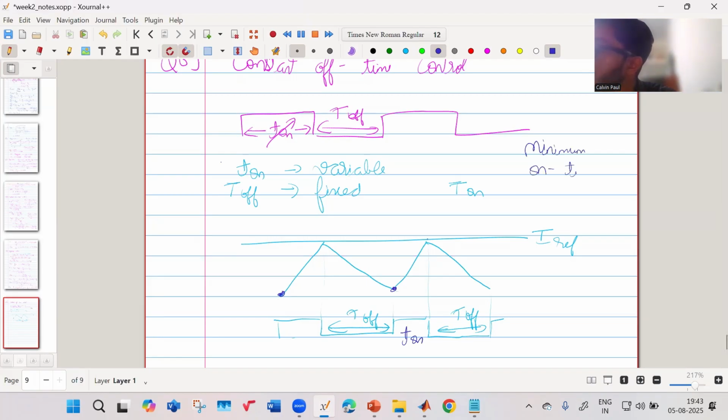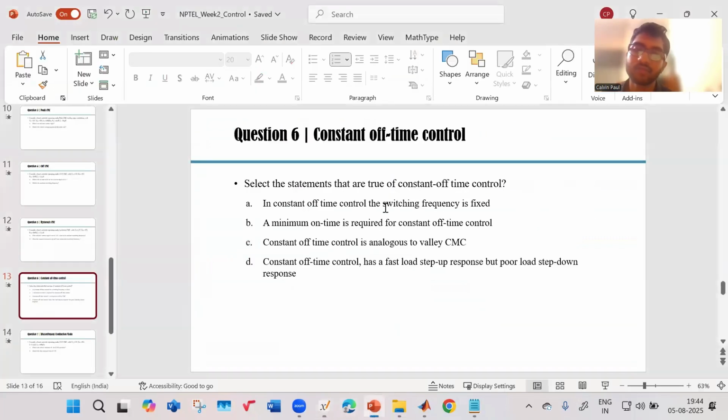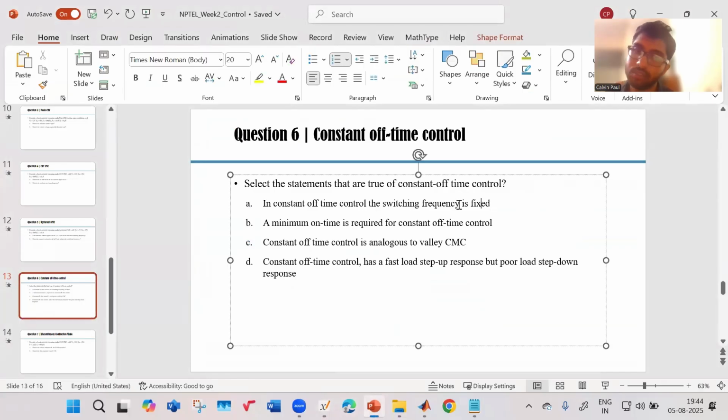This minimum on time should be there. Since my T on changes, my T off remains fixed. So that means my total time period is varying. That is why it is a variable frequency operation. Right? So let us go back. The switching frequency is not fixed, so this A is false.